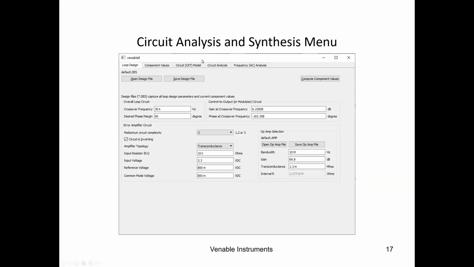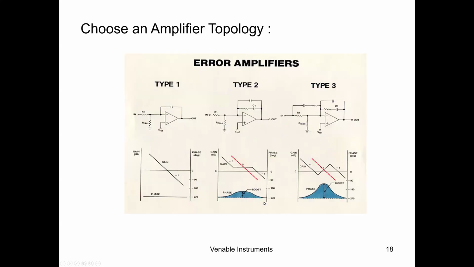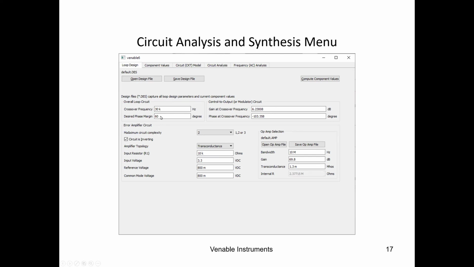Here's a look at our circuit analysis and synthesis menu. I import the values. I can use a slide bar cursor and import the values into this first window in this menu. So I selected 30 kilohertz, typed in my desired phase margin, and these are the measurements at 30 kilohertz, in dB gain and phase shift, of our control to output function.